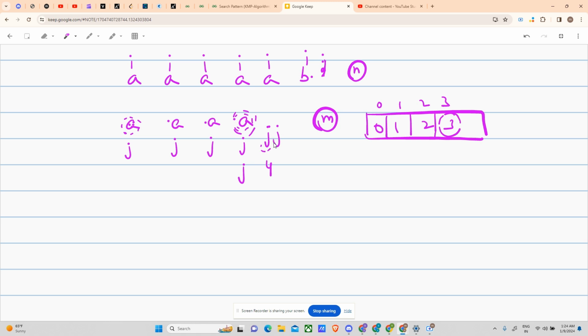Whenever j comes to the index where j equals m, we will update our answer as i minus j. To convert this into one-based indexing, we will use i minus j plus 1. I hope it was clear to you. Without wasting any time, let's continue to the code section.